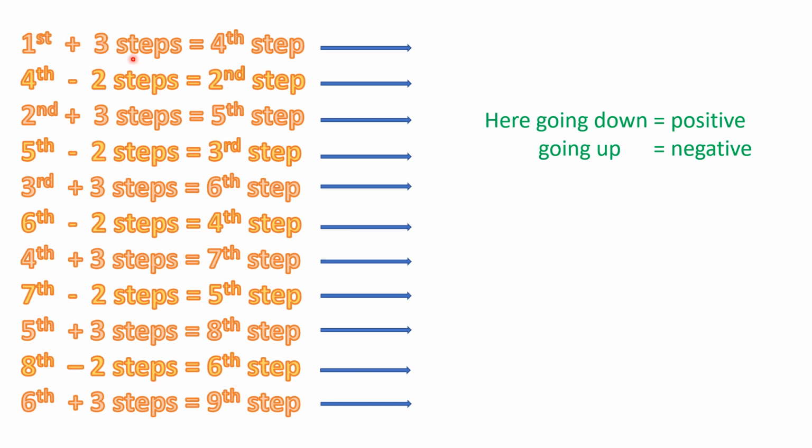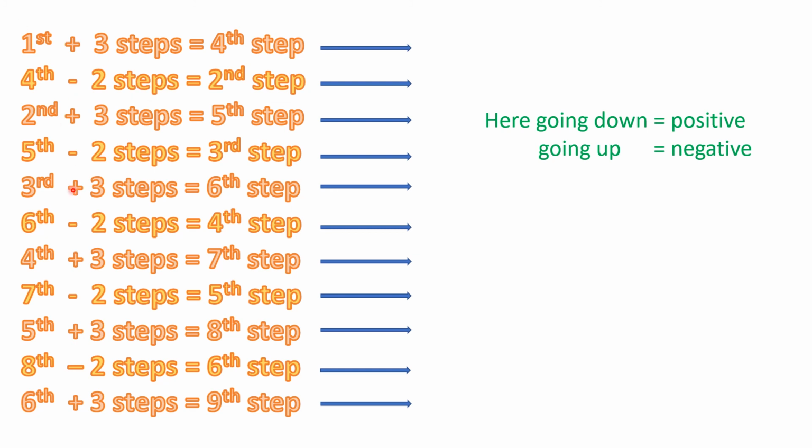So why did I add 3 steps here? Because it's given in the question that he goes 3 steps ahead first. And then why did I subtract minus from here? Because from the last position of his, which is he was at 4th step, and we have to minus 2 steps because he goes back up 2 steps, right? So that's why we minus 2 steps.